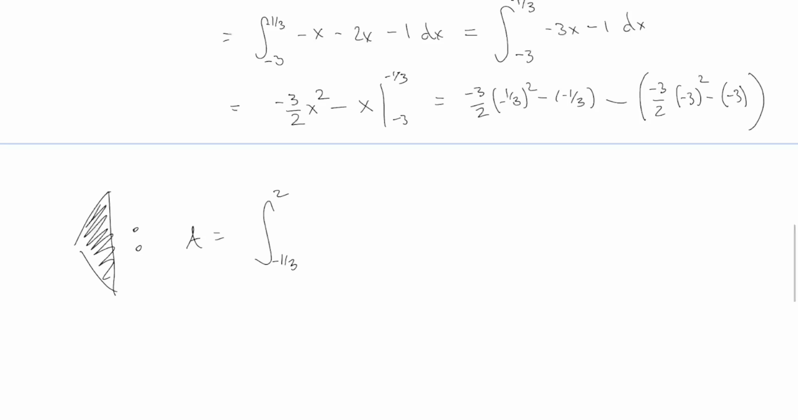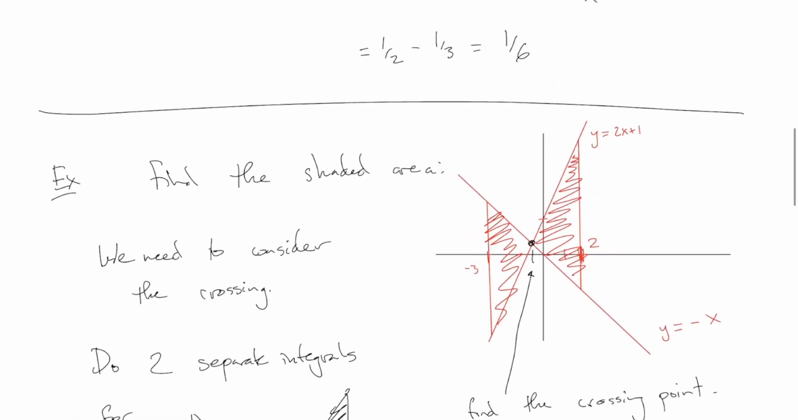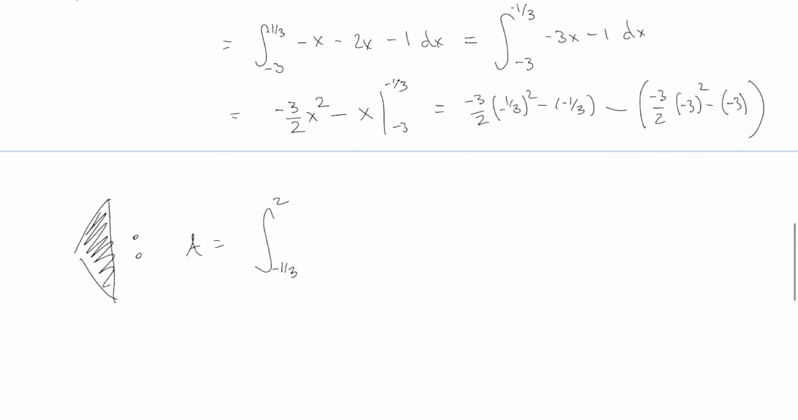All right. And now I go bigger function minus the smaller function. On this part of the picture, the bigger function is this one, 2x plus 1. So this time when I do the integral, it's 2x plus 1, that's the bigger, minus negative x, that's the smaller. Make sure you get all your minus signs in there.